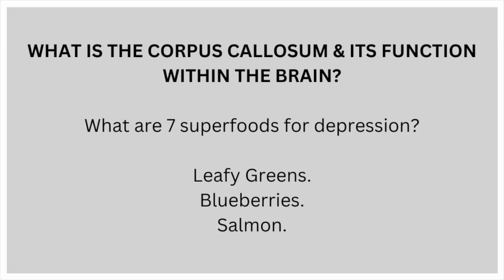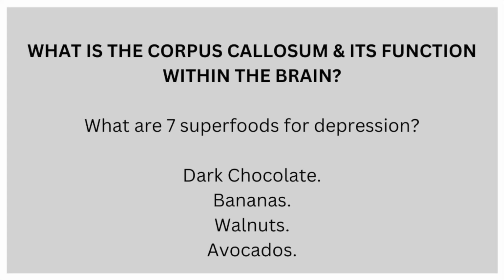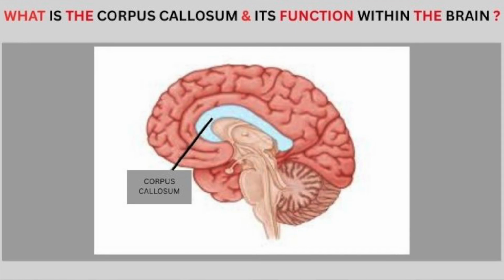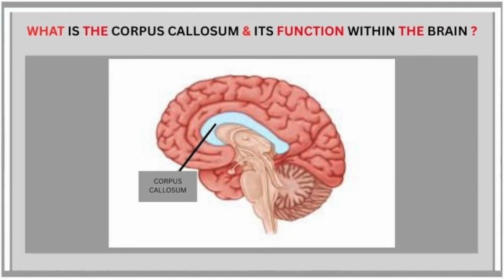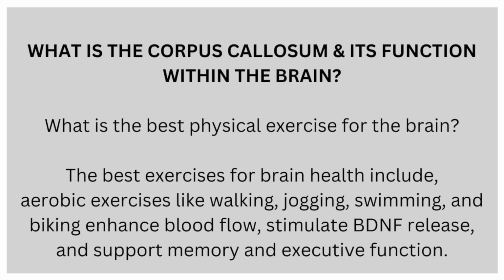What are 7 superfoods for depression? We've got leafy greens, blueberries, salmon, dark chocolate, bananas, walnuts, avocados. What is the best physical exercise for the brain? The best brain exercises for brain health include aerobic exercises like walking, jogging, swimming, and biking, which enhance blood flow, stimulate BDNF release, and support memory and executive function.